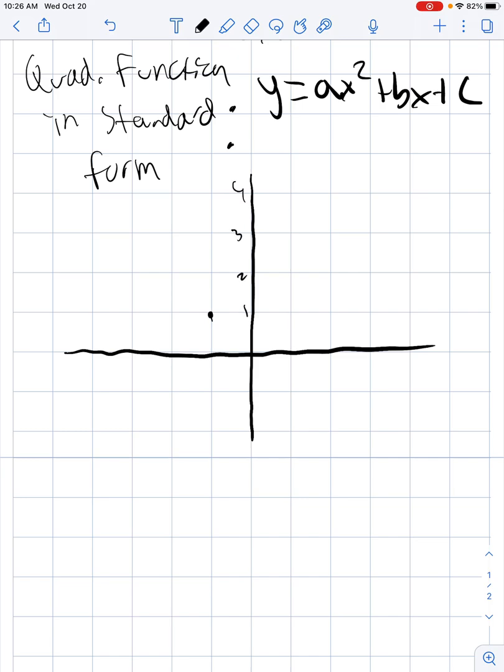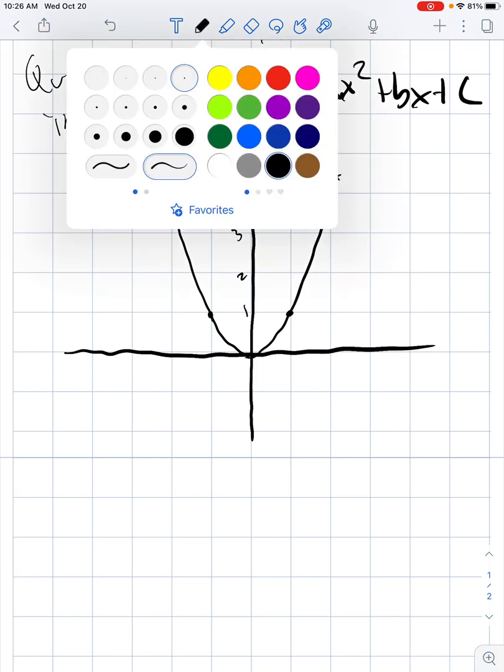All right, so it's here 1, 2, 3, 4. So when x is 1, y is 1. When x is 2, y is 4. And it's going to be consistent on both sides.